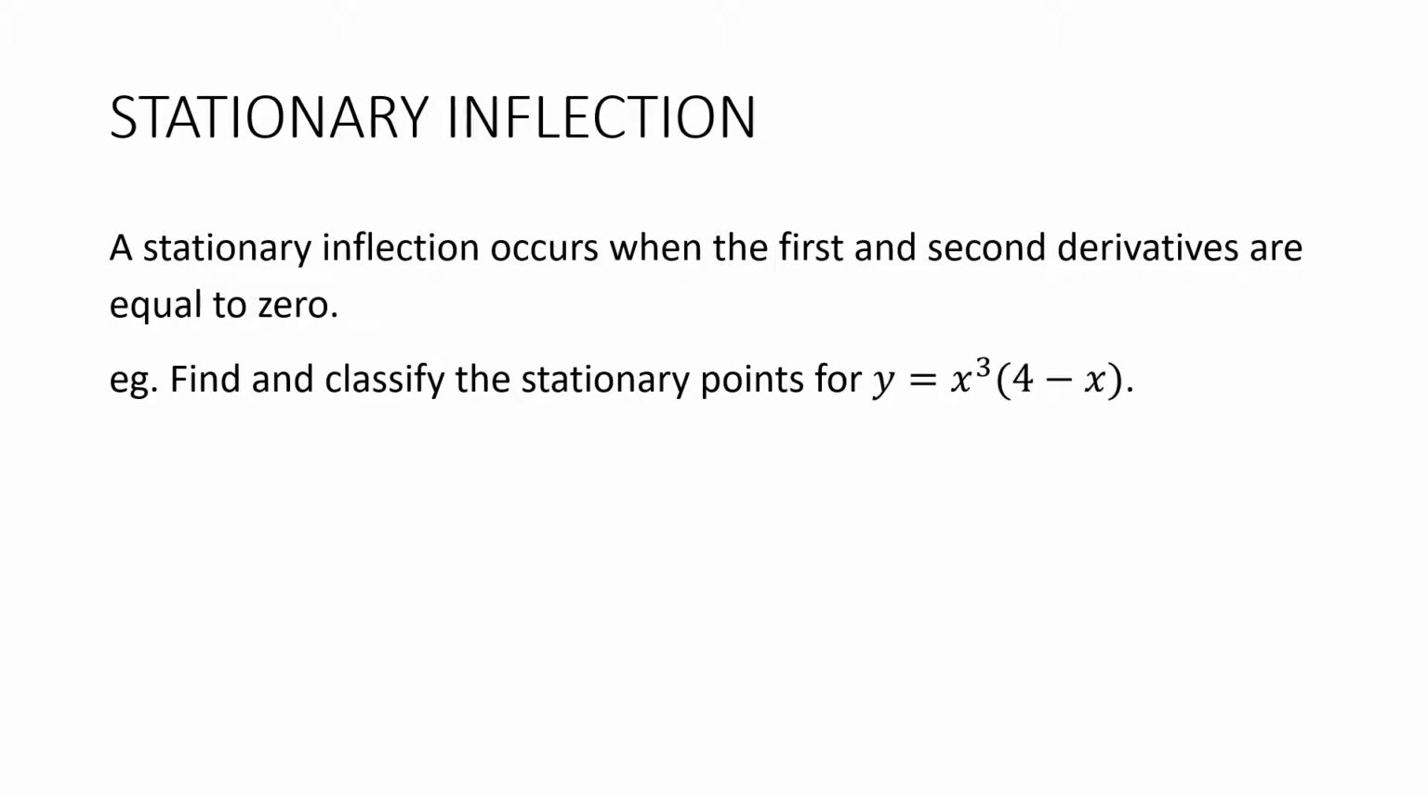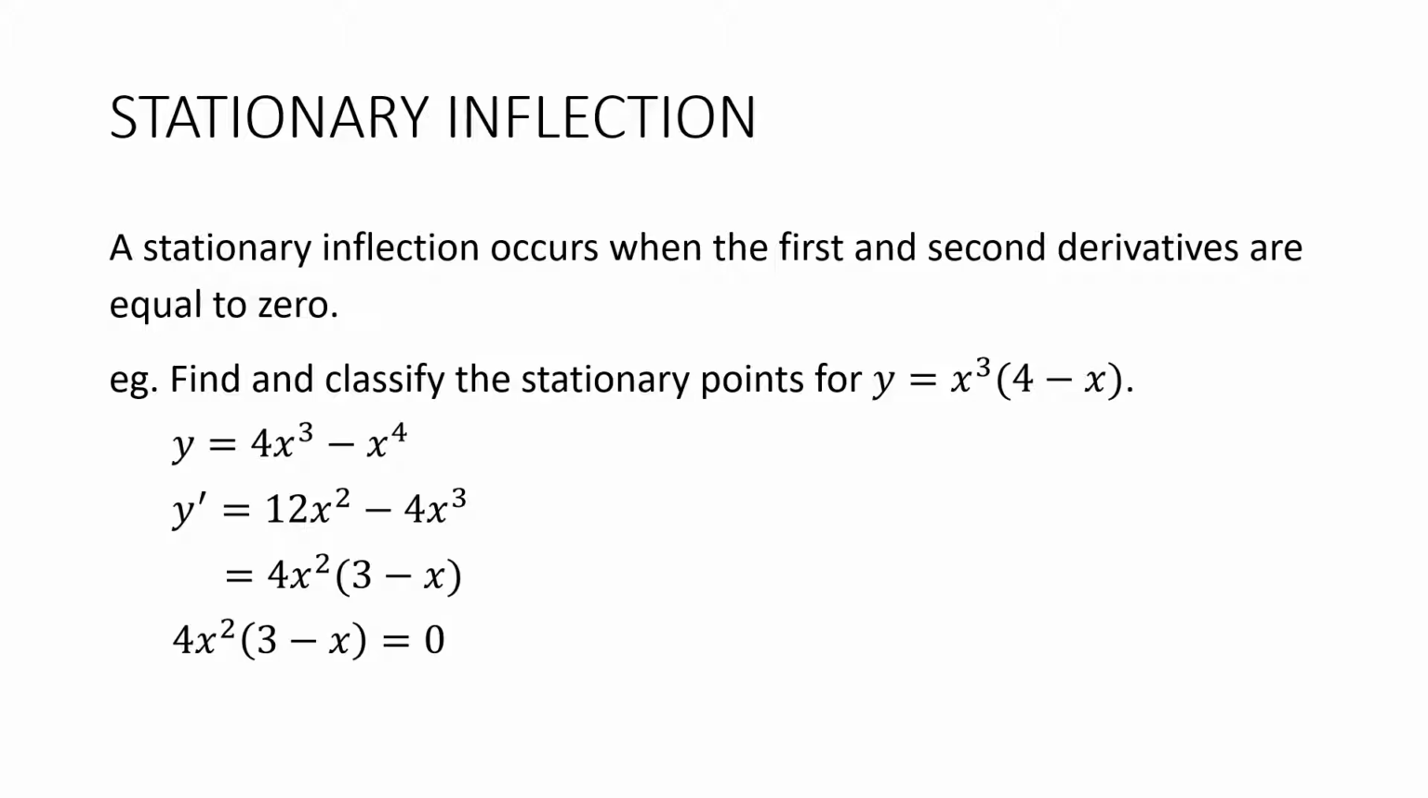Here's an example. Find and classify the stationary points for y equals x cubed multiplied by (4 minus x) in brackets. So we need to differentiate this. We could use the product rule, but it's a bit of overkill. It's much easier just to expand that out and then do term by term. So expanding it, y equals 4x cubed minus x to the power of 4. Differentiate, I get 12x squared minus 4x cubed. Factorise and put it equal to 0. So our solution is x equals 0 or 3.